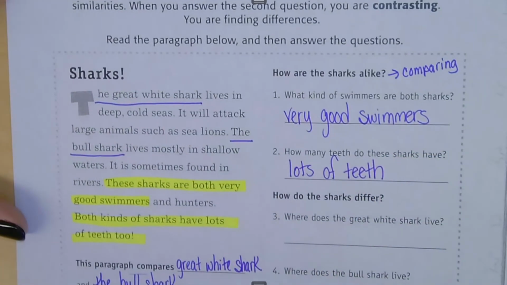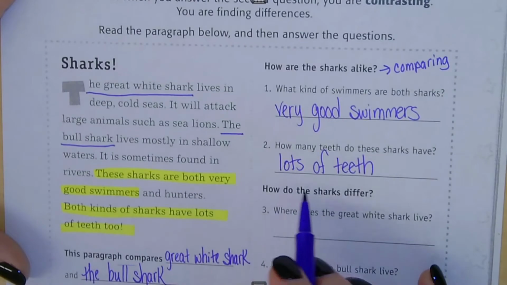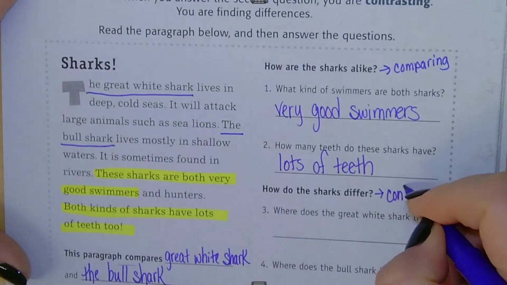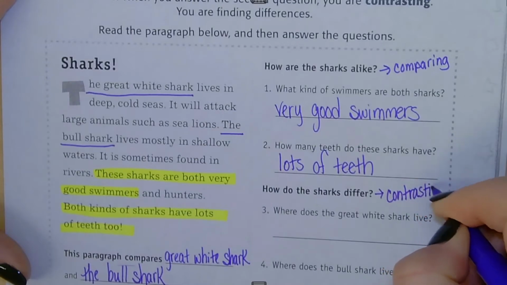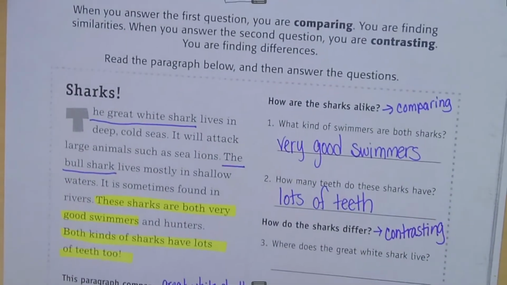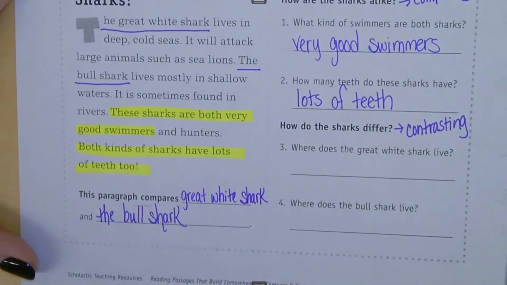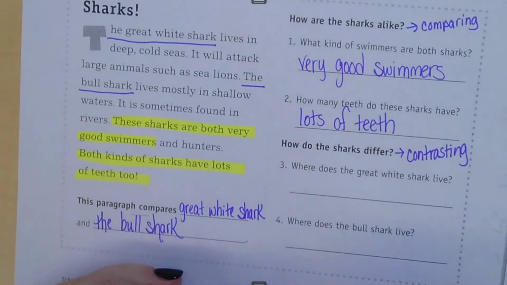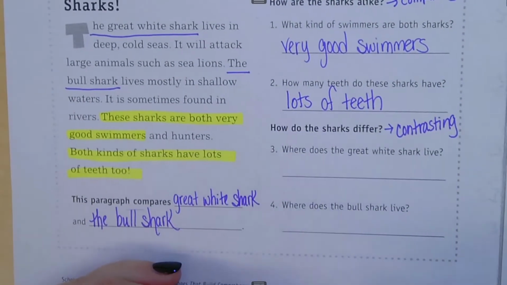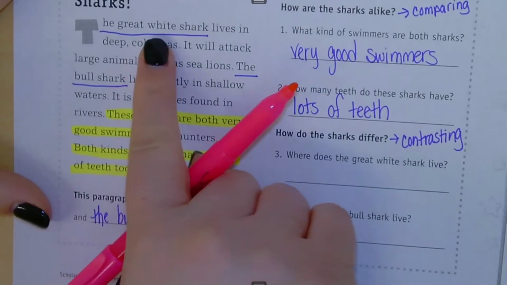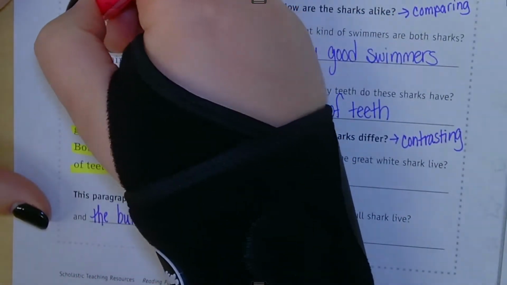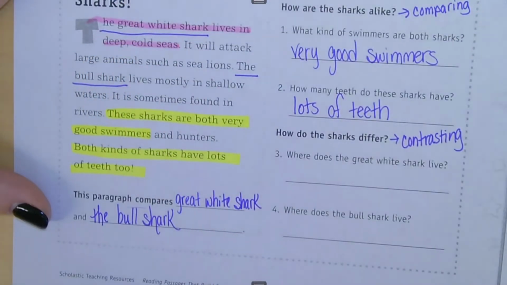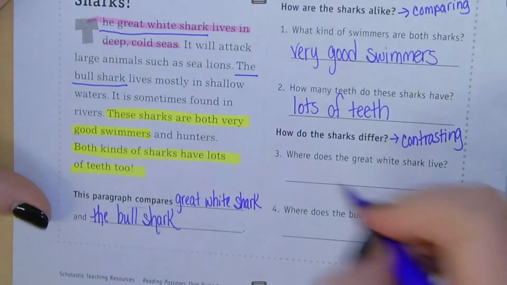Okay? Now we're going to ask ourselves, how do the sharks differ? This is contrasting. When you're finding the differences, we are contrasting. Okay? Now, I'm actually going to switch highlighter colors. So if it's in pink, you know it's a difference. It says, where does the great white shark live? Okay. The great white shark lives, here it is. The great white shark lives in deep, cold seas. Okay, well, there's our answer.